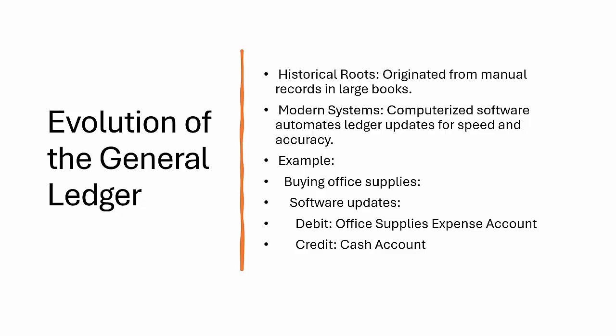How is the general ledger used in computerized systems? In a computerized accounting system, the general ledger acts as the foundation for recording all transactions. Instead of writing transactions in books, businesses input the details of a transaction into accounting software, which automatically updates the correct ledger accounts. For instance, if a business buys office supplies for $50, the software will update the office supplies expense account, a debit, and the cash account, a credit, in the general ledger. This makes the process more efficient, accurate, and less time-consuming compared to manual bookkeeping.